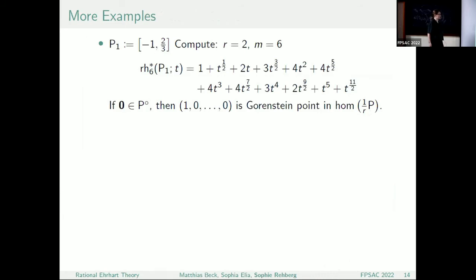Okay, let's look at some examples again. Here's a different interval, slightly more complicated, from -1 to 2/3, and then the RH star polynomial looks like this. And if you stare at it for a moment, you can see that the coefficients are palindromic. You can also see that this is already pretty complicated for just being an interval in 1 dimension. And it demonstrates a general phenomenon. Whenever we have the origin in the interior of the polytope, as it is the case here, then the polytope will be r rational Gorenstein with this Gorenstein point at height 1 over the origin.